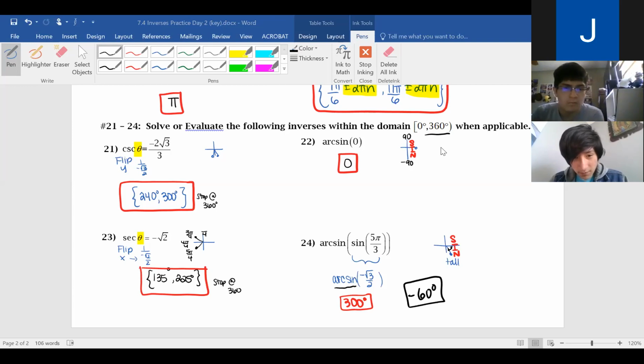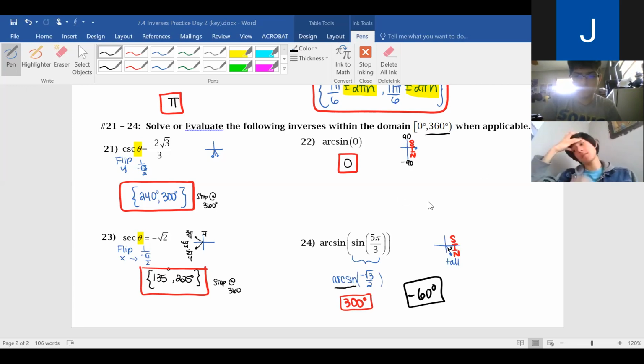Remember, the inverse can only exist in one quadrant. So if I were to ask you a question about an inverse over the infinite, I am tricking you, because it can't exist. You can't have an inverse over the infinite. It can only be in that first unit circle.